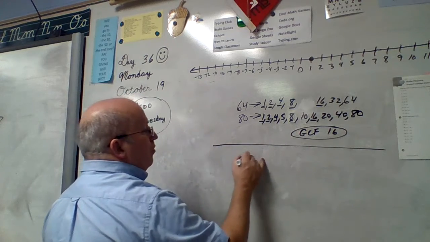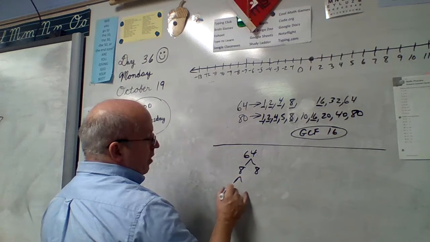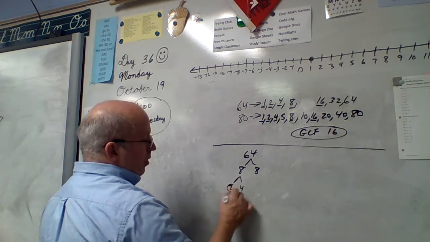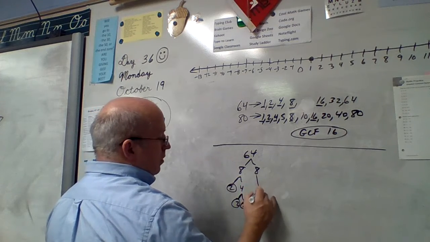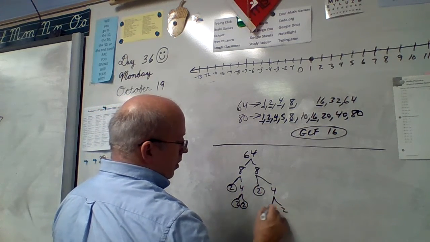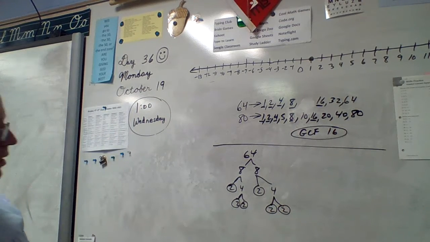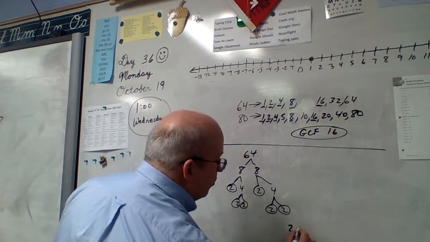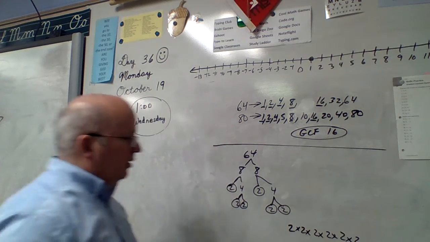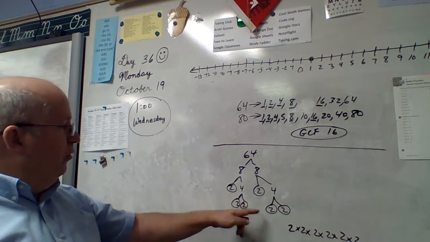Now method 2. Let's break down the 64. How about 8 and 8? How about 2 and 4? How about 2 and 2? Wow. So, what's the prime factorization of 64? Isn't it 2 times 2 times 2 times 2 times 2 times 2? Right? Got all of these prime number 2s there.